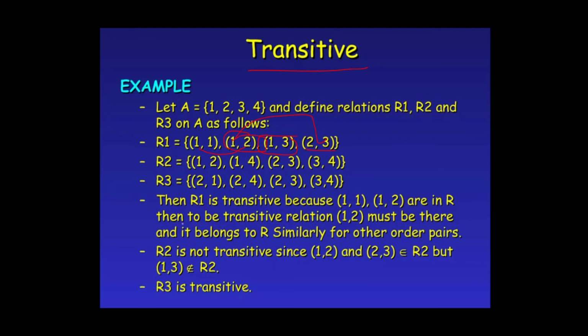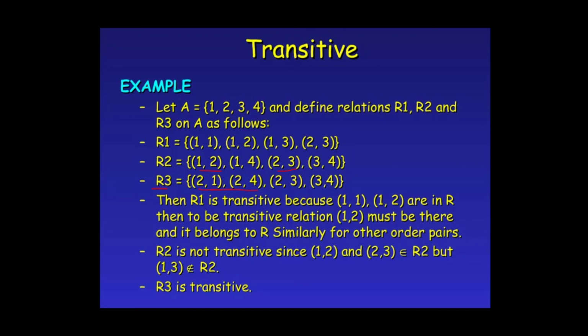So you can say that R1 is transitive because for (1, 1), (1, 2), (1, 2) is also there. For (1, 2), (2, 3), (1, 3) is also there. So it is transitive. Now let's see R2. For R2, (1, 2) is there, (2, 3) is also there. So there should be (1, 3), but (1, 3) is not here. So R2 is not transitive.